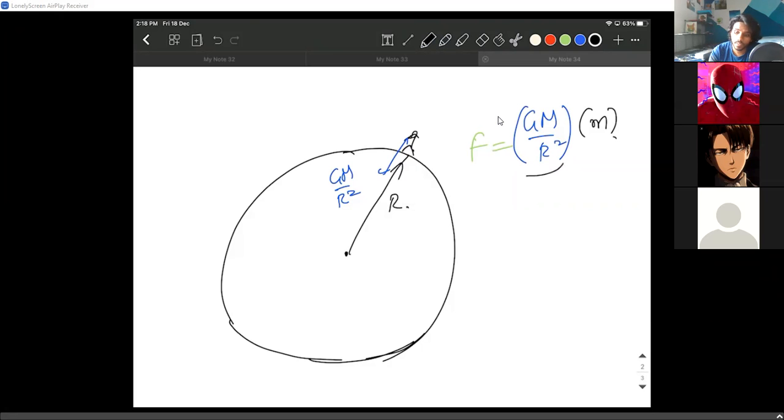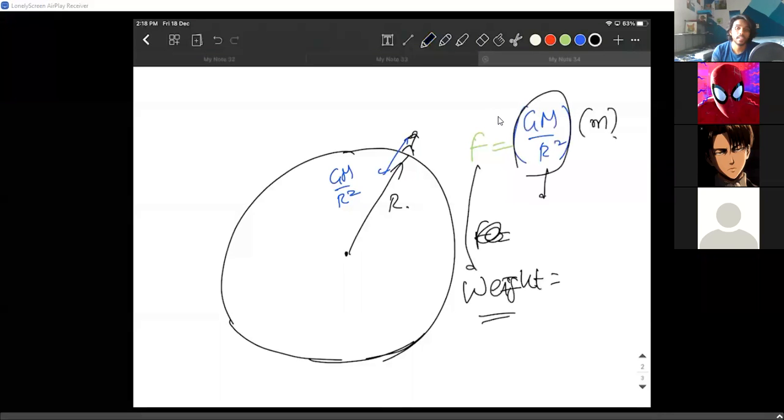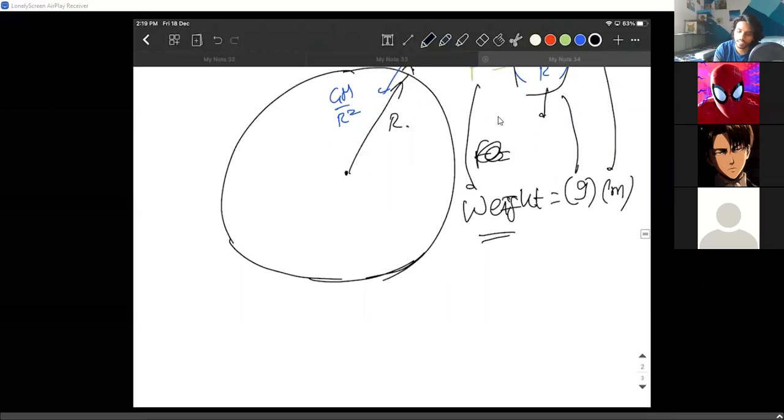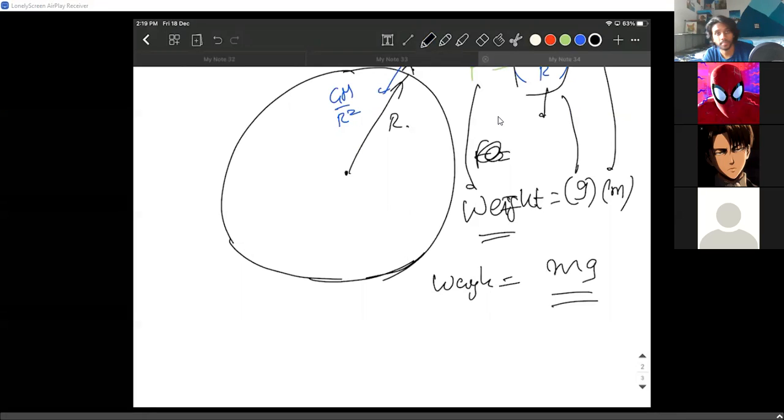Instead of taking this, we simply started calling this weight, and this small g, and this the mass of the man. So that is why the weight of a man has become simply mg, where g is called what? The acceleration due to gravity.